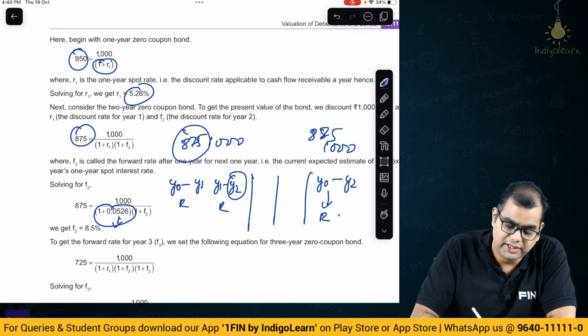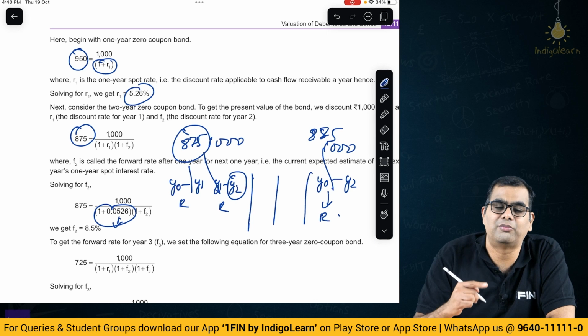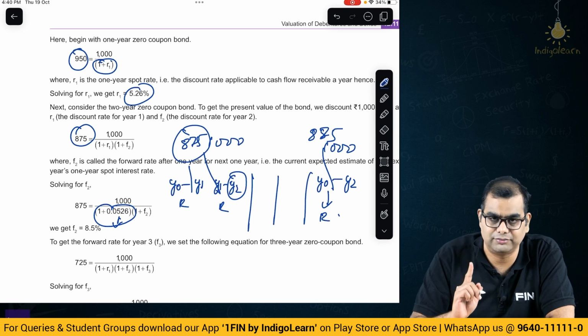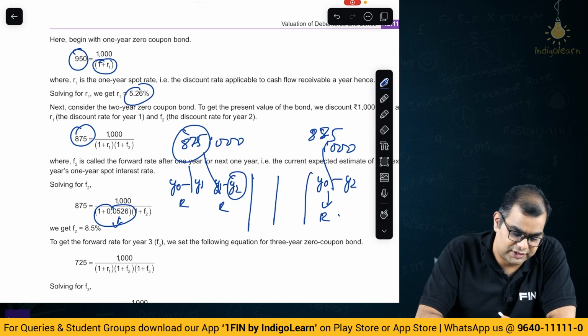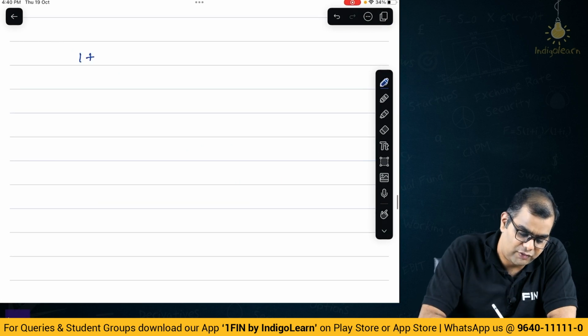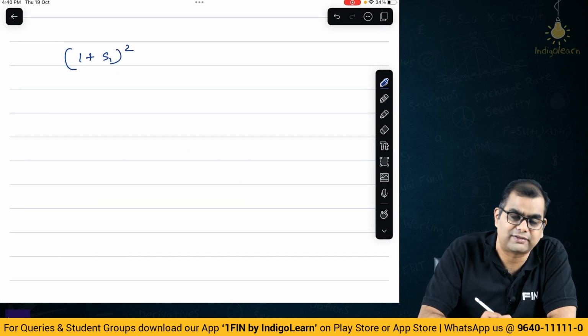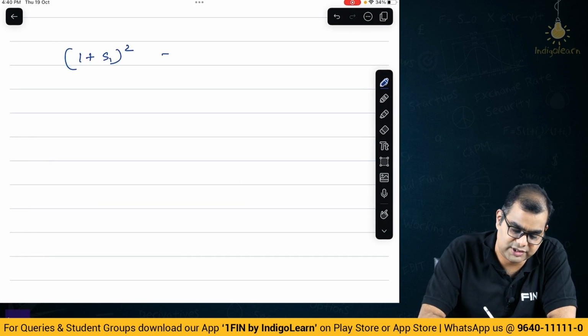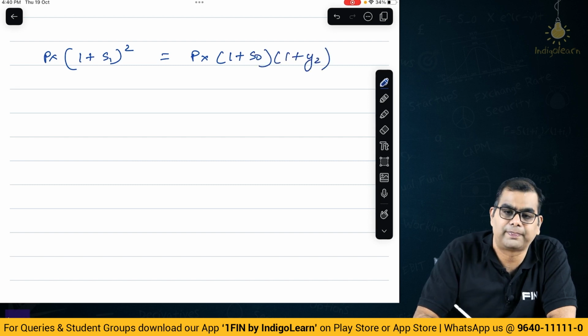But here you are multiplying with two different rates, whereas there you are multiplying with the same rate compounded 2 times. So, I will further explain this in an even simpler manner. You have 1 plus S1 whole square, which is the same rate applicable for both years. Principal, or current value, into this is the same as current value into 1 plus S0, that is the first year's rate, plus 1 plus some other number called Y2.